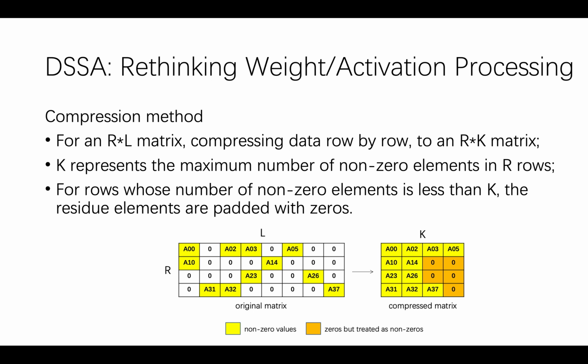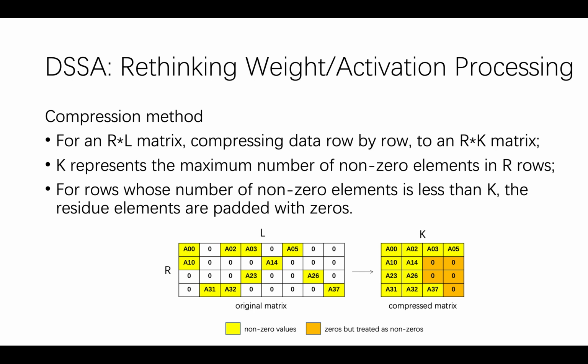To address the issue of Sigma, we propose the DSSA. We first introduce the weight and activation processing method in DSSA. We use an example to show how this method works. We can see the figure on this page.